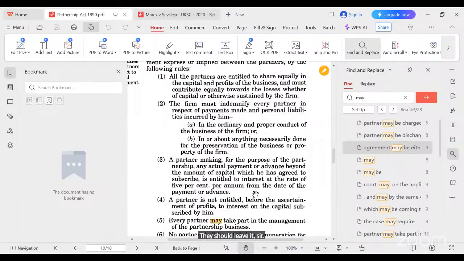They should leave it. Any other person that can weigh in, please? She said they should leave it. Hello, sir.